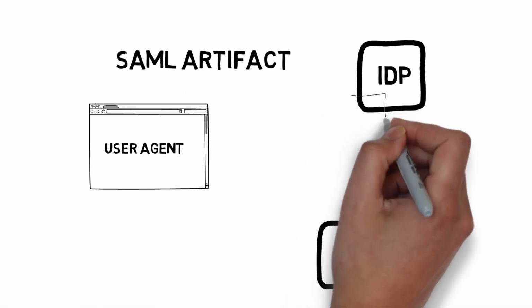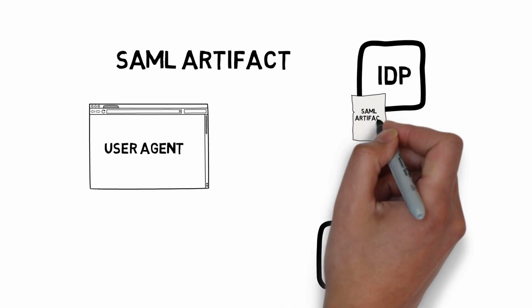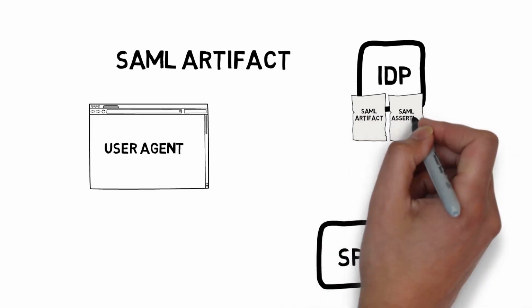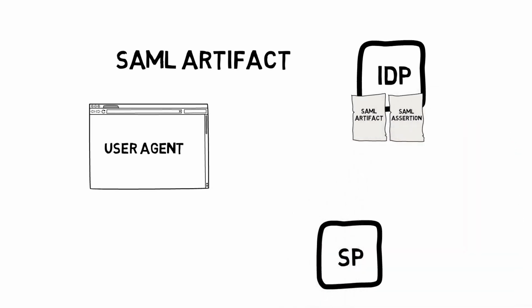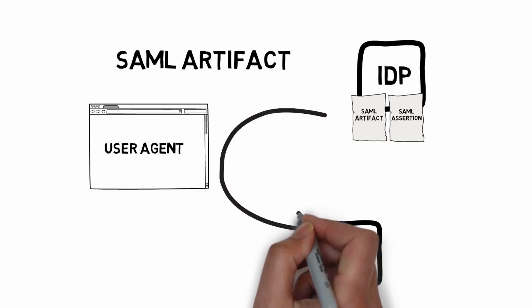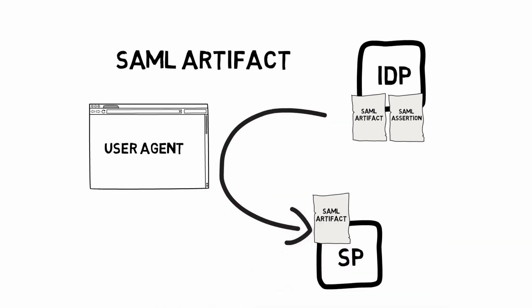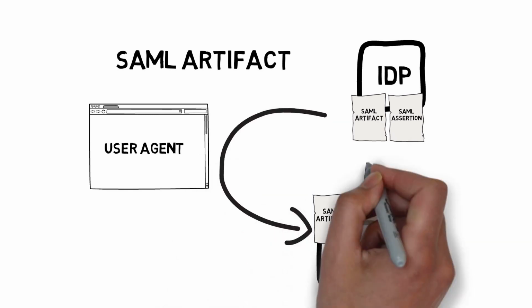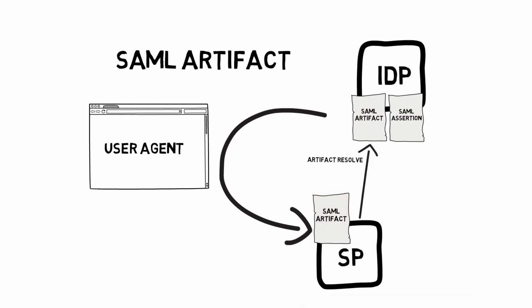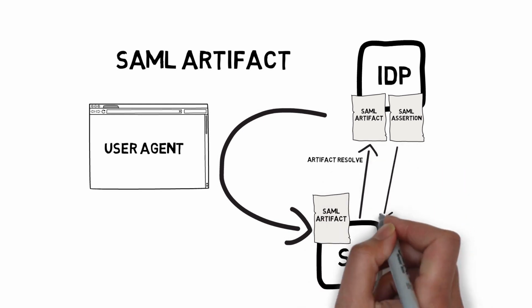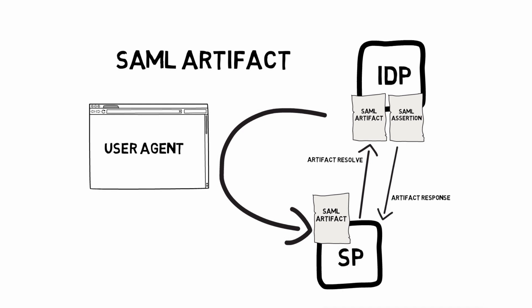When using SAML artifact, the IDP generates two messages. One is the SAML artifact, and the second is the assertion. The artifact is a very small message containing a unique identifier. The artifact is sent to the SP via the user agent. Then the service provider sends an artifact resolve message to the IDP in order to retrieve the real assertion. So, with the SAML artifact binding, the SP and the IDP must communicate with each other.